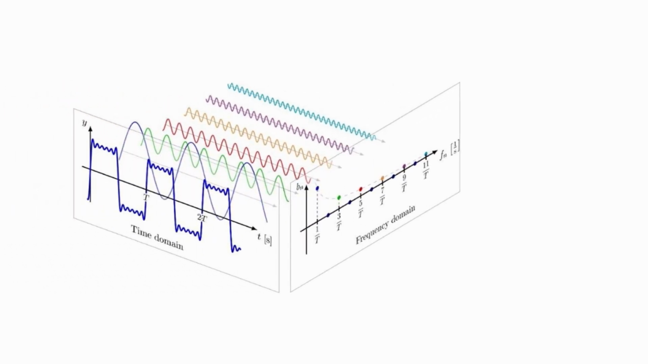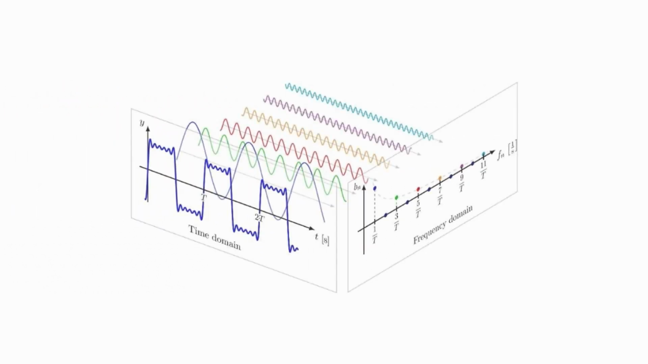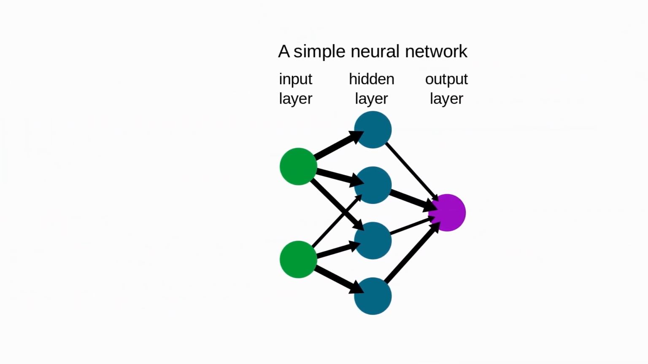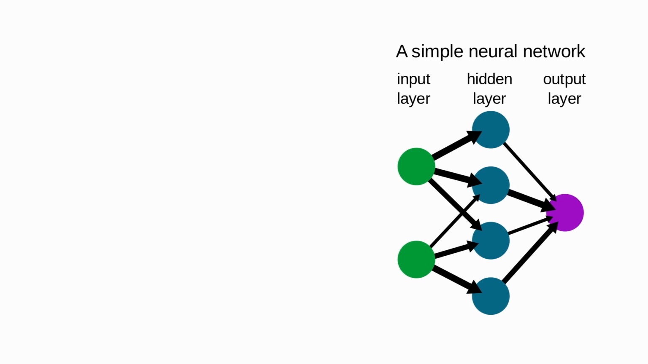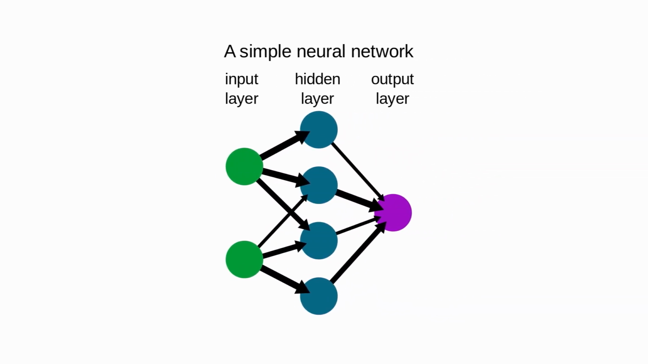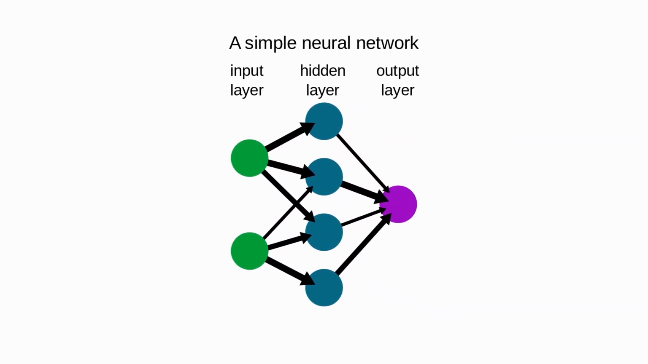FT transforms functions that depend on the time domain into functions that depend on the frequency domain. FT advances approximation of functions. Neural networks are considered a function approximation technique. A basic NN has the goal of approximating an unknown function.